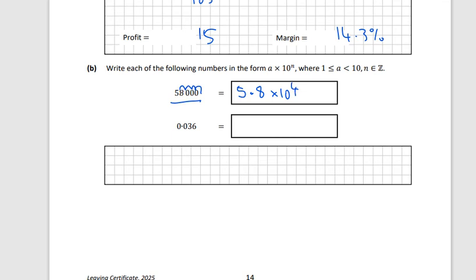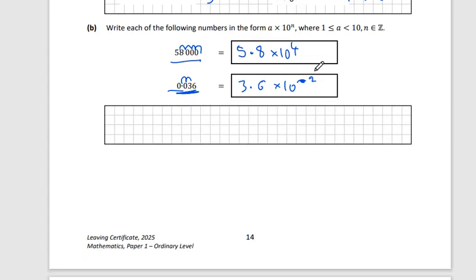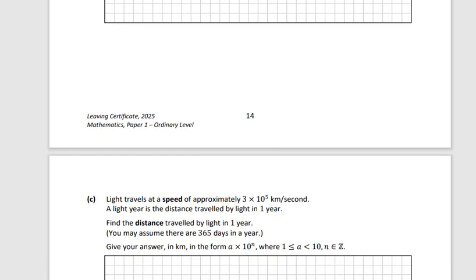So 4. Here you'd make it into 3.6, and you've moved the decimal point 1, 2 places. So times 10 to the power of minus 2, because it's a 0 point number. It's a really small number, so you've moved the decimal point the opposite way, basically. So that's that. If you put those numbers into a calculator, you'll be able to change them either way.